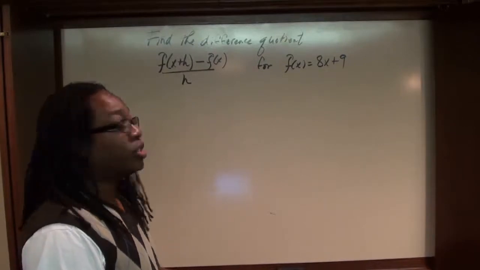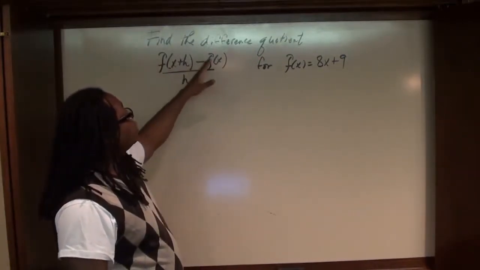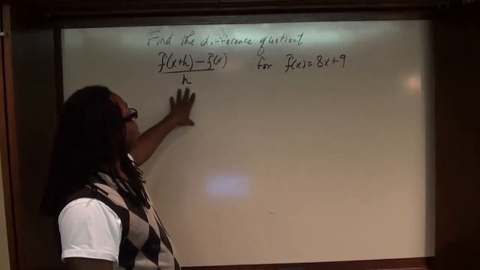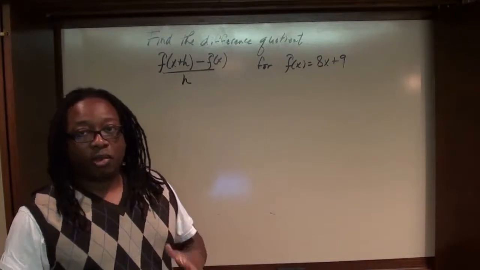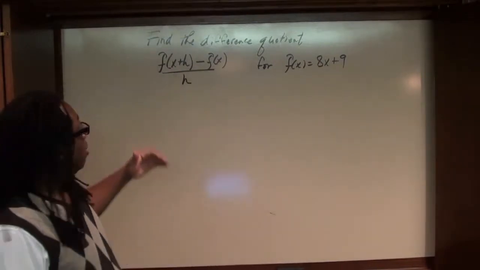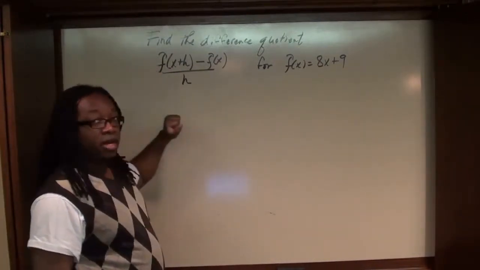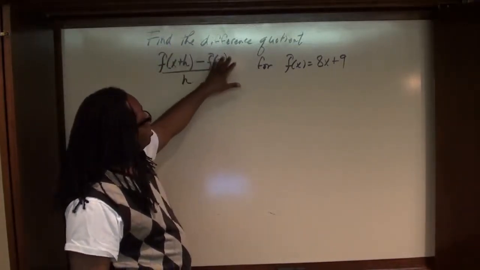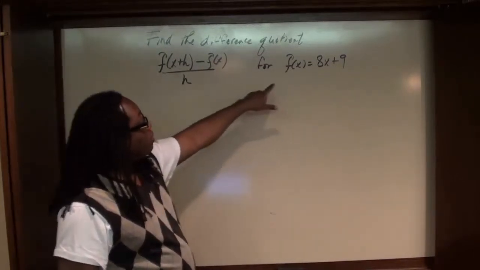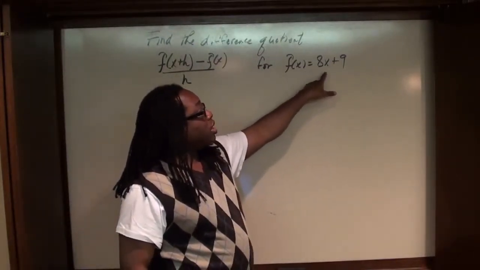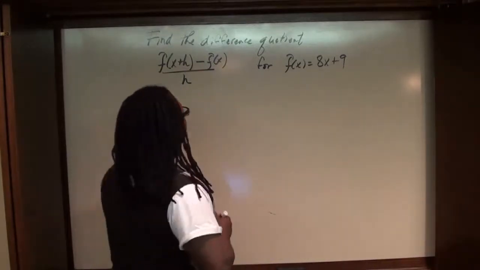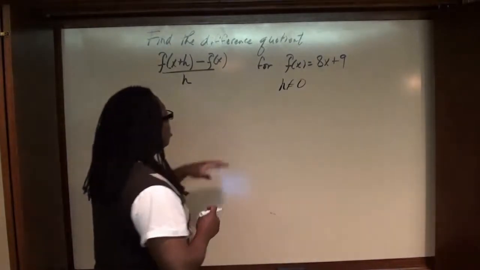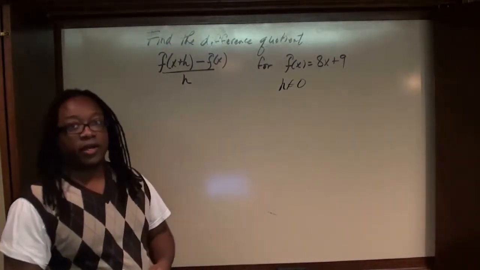And here's the solution. We're asked to find the difference quotient of f of x plus h minus f of x over h. And remember, on my blog, I talk about the language of mathematics. Of course, when you have a division problem, you're talking about finding a quotient, and here you're talking about finding the difference. So this is find the difference quotient for f of x equal to 8x plus 9 when h is not equal to 0, because when h is equal to 0, of course, the function is undefined.